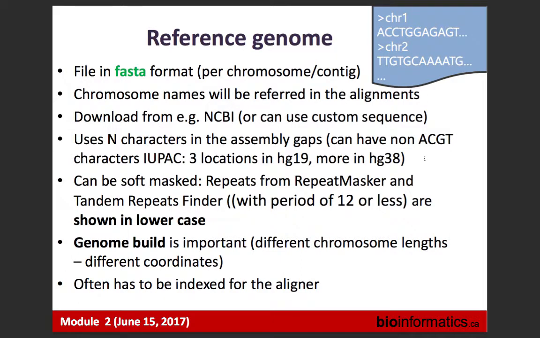So now, the reference genome is in a FASTA file. What is the main feature of a FASTA file?